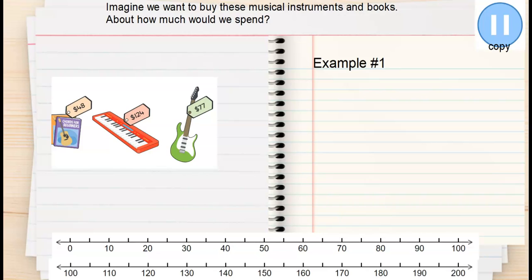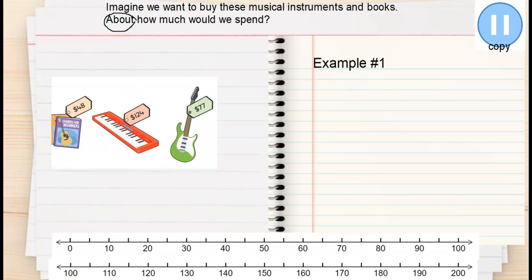Okay, let's get started with a word problem today. The problem says, imagine we want to buy these musical instruments and books. About how much would we spend? In the video, the example discussed shopping in decimals, but for today, we're going to stick to whole numbers. Okay, so I want you to watch me as I solve this problem. The problem says, about how much would we spend?